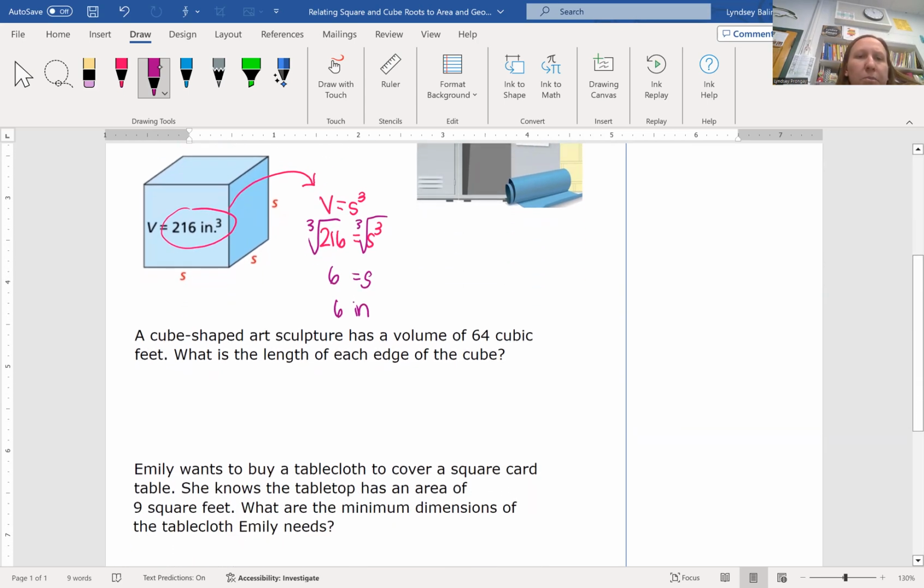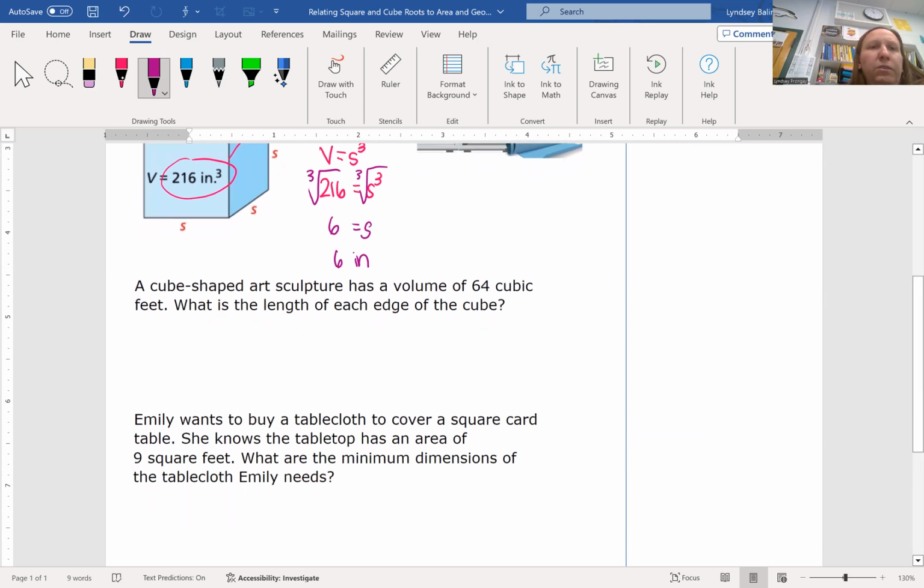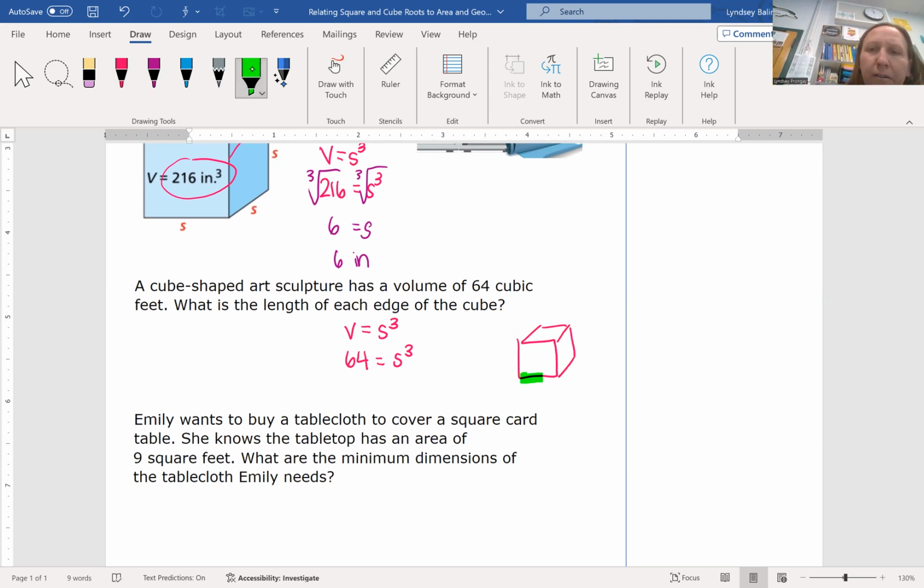Okay, next one, we have a cube-shaped art sculpture that has a volume of 64 cubic feet. We don't have a picture here, but we know if volume is S cubed, then 64 equals S cubed. And we want the length of each edge. The edge in a cube is like this right here, one of those pieces, which we know is the side. And we will cube root both sides, and S has to be 4. It was cubic feet, so our final answer is 4 feet.